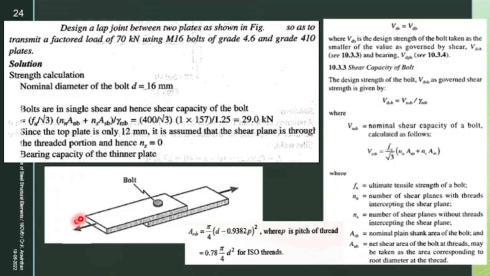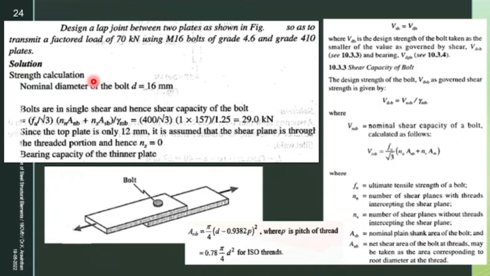There are two technical components here. What are they? First one is plate and second one is bolt. Plate components are given and bolt component you have to find. So plate grade is 410 Newton per mm square. So this is the grade which is given. Okay. Now you have to find the solution.